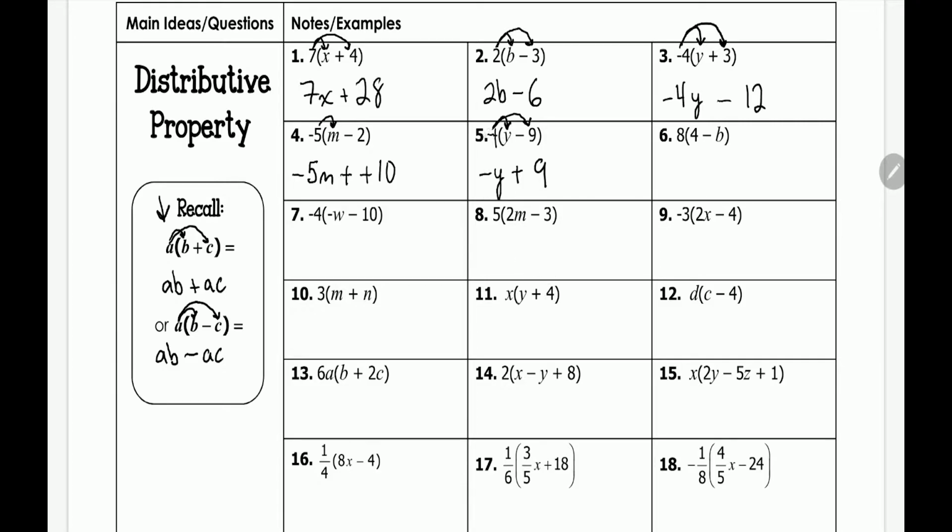So if you have a negative sign on the outside and it's just a negative sign, what you're going to do is distribute it as a negative 1.